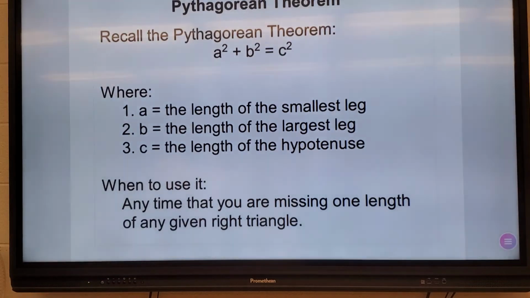Okay, so recall the Pythagorean theorem is a squared plus b squared equals c squared, where typically a is the smallest leg, b is the largest leg, and c is the hypotenuse. Again, c has to be the side that is opposite of the right angle. These are all right triangles, and you're going to use it whenever you're missing one of the lengths of a right triangle. So you are going to be given 2 pieces of the right triangle. You have to find the third.